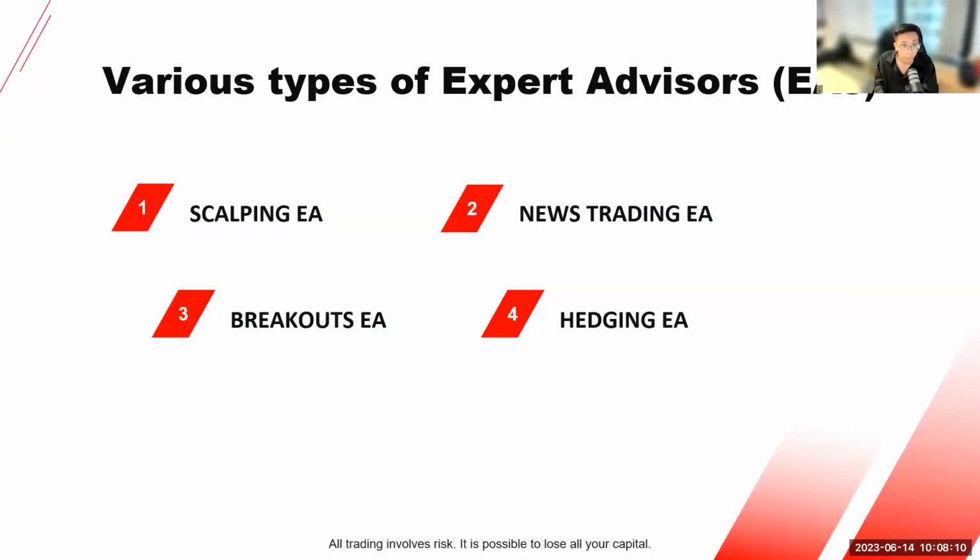buy them. So there are various types of EAs in the market right now, and these are the more popular ones, which are scalping EA, news trading EA, breakouts EA, and lastly, hedging EA. Different EAs have different trading strategies, and let's take the news trading EA for example. It automatically places trades based on important news releases such as NFP, FOMC, and CPI.